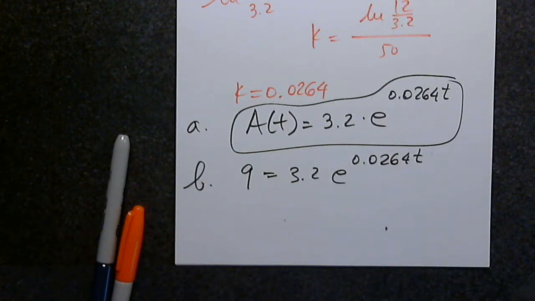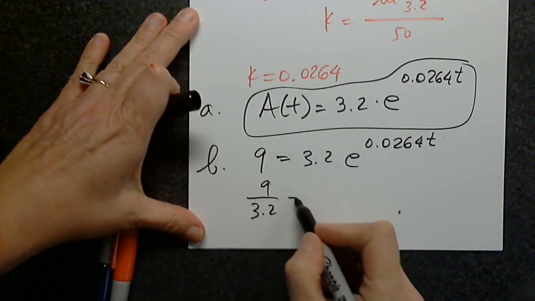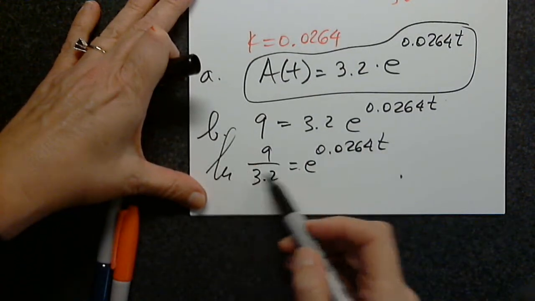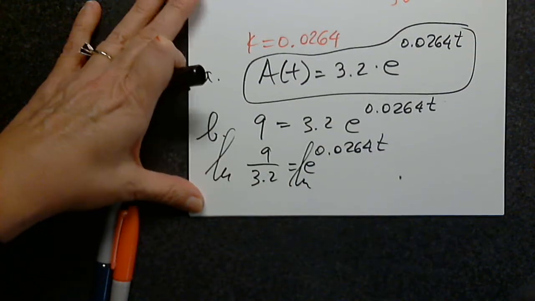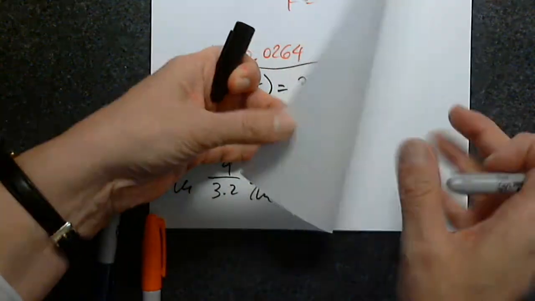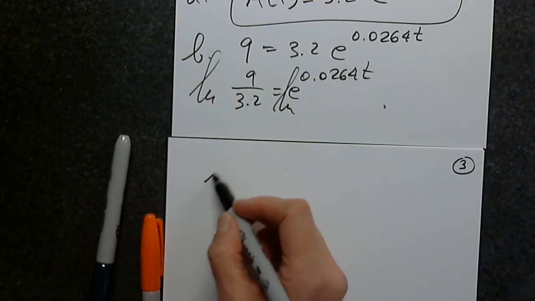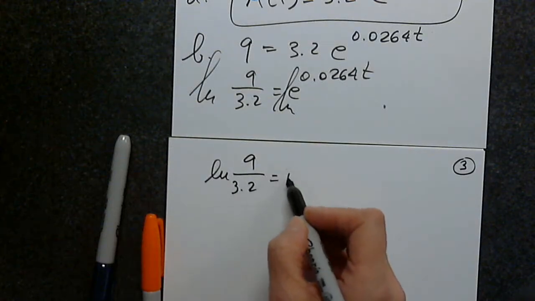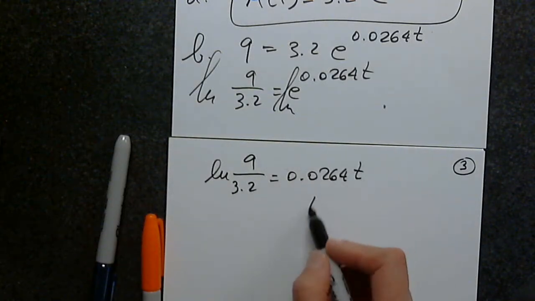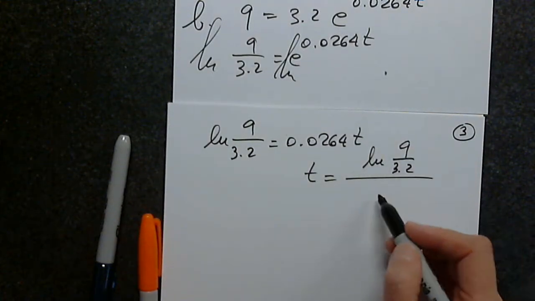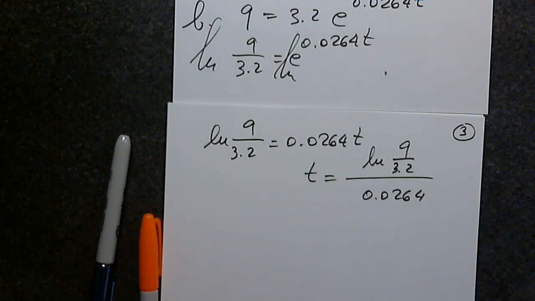So we want to know t. Divide by 3.2, so 9 over 3.2 equals e to 0.0264 t. And then, of course, like a minute ago, we apply natural log to both sides. We have no other way. And this is natural log of 9 over 3.2 equals 0.0264 t. And of course, we divide: natural log 9 over 3.2 over 0.0264.